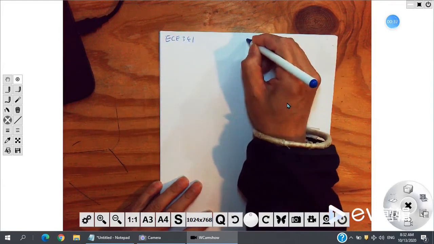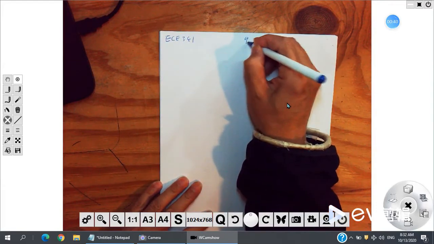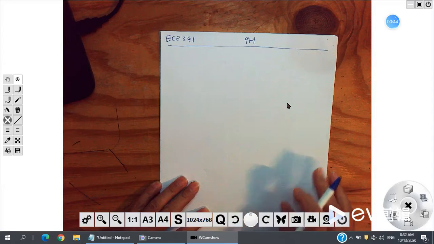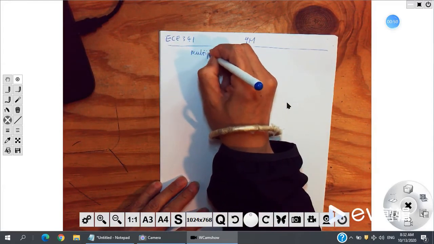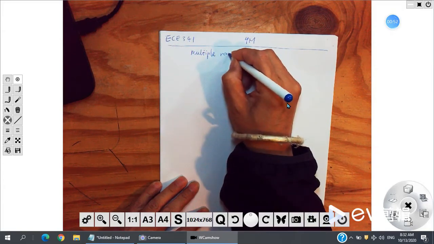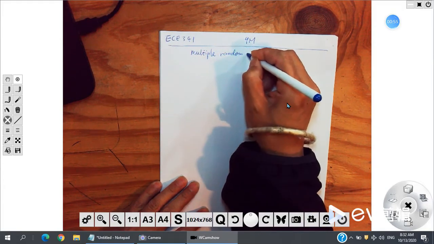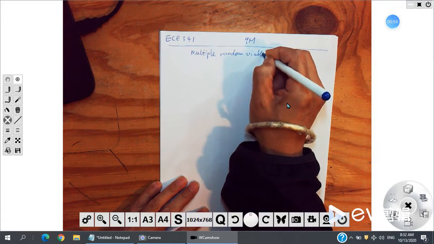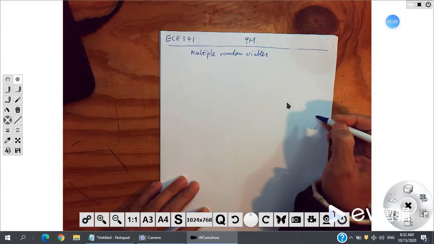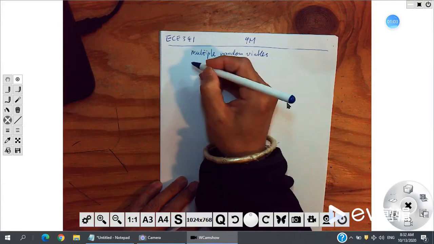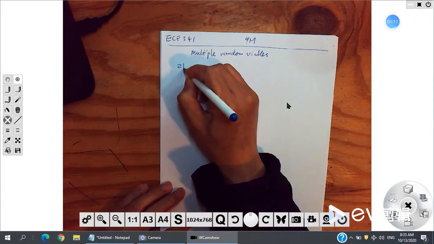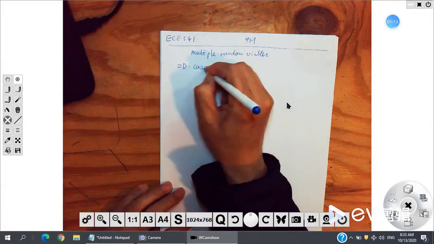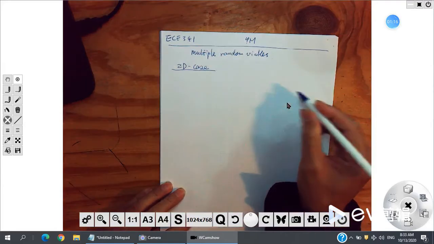ECE341, this is the ninth week, Monday's class. Multiple random variables. It is just that you have more than one random variable, several random variables. So we consider the 2D case firstly, of course. We give the detail for the two-dimensional case.